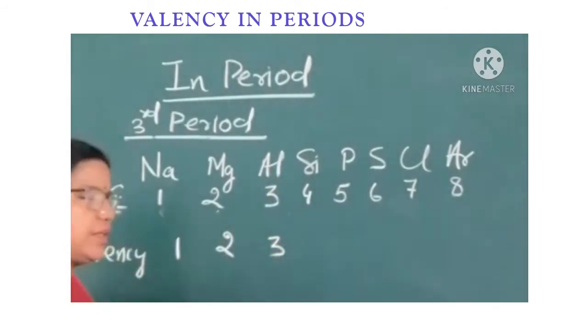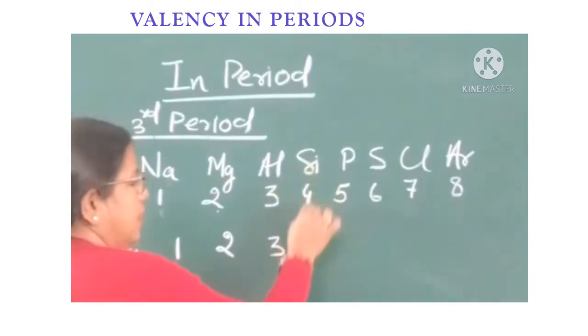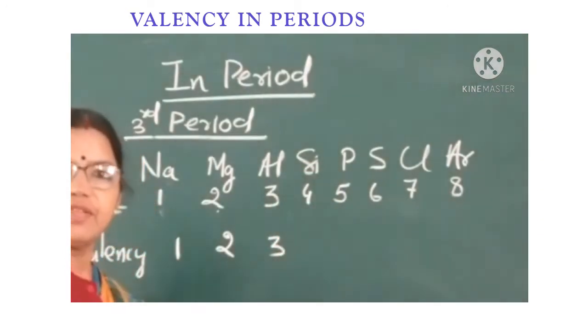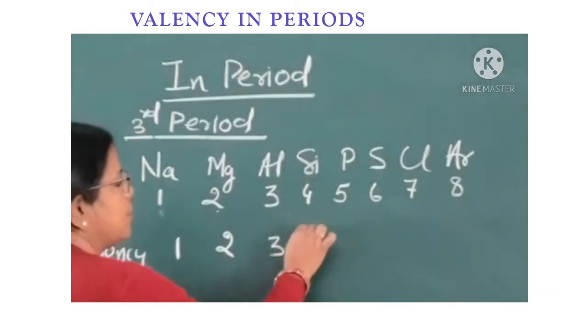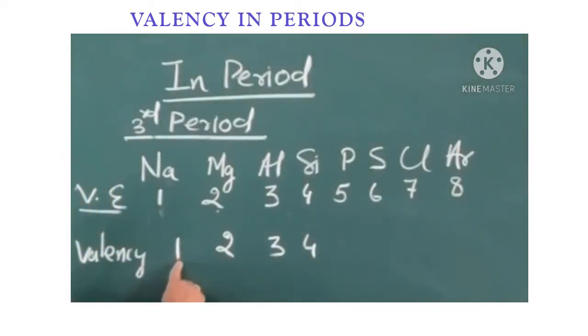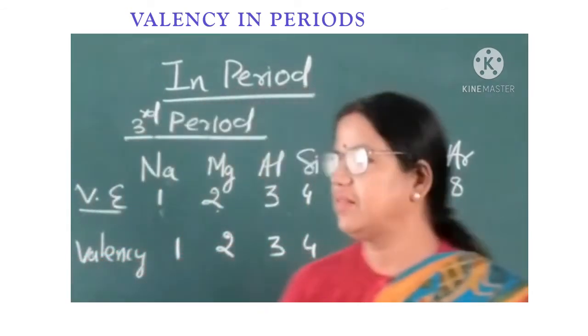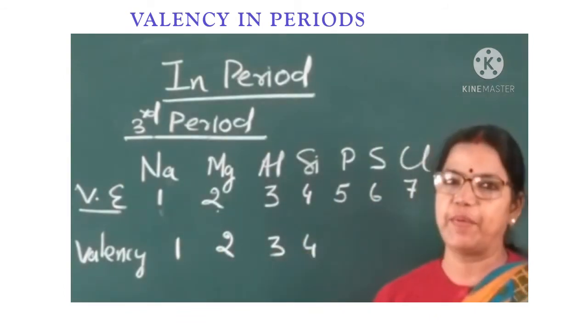Aluminium valency 3 because it can lose these 3 electrons. Whereas silicon, it can share 4 of its electrons with other atoms, hence the valency is 4. Or you can see here 1, 2, 3, 4. They are having valence electrons less than or equal to 4 and hence their valency is 1, 2, 3, 4 respectively.